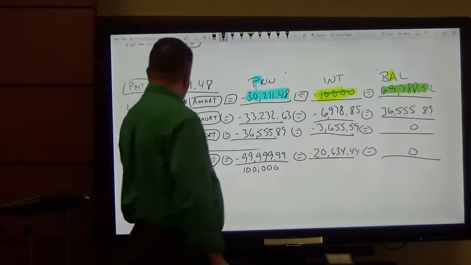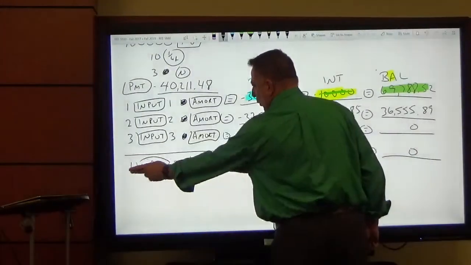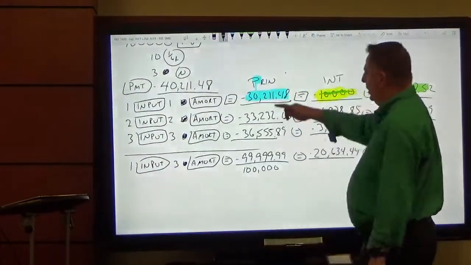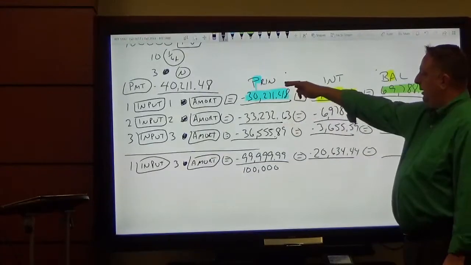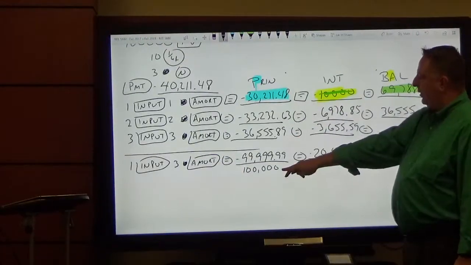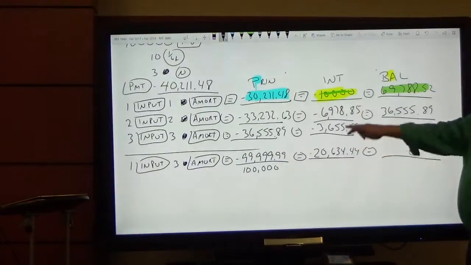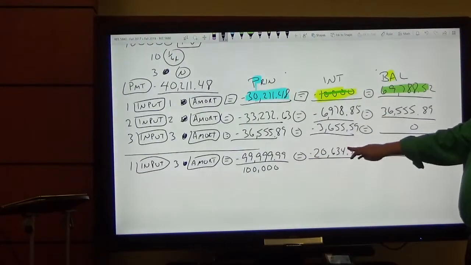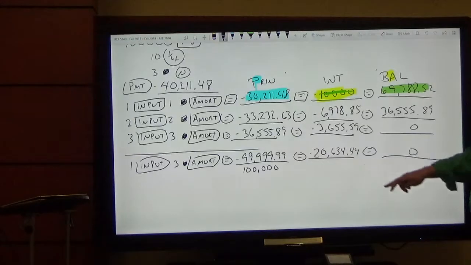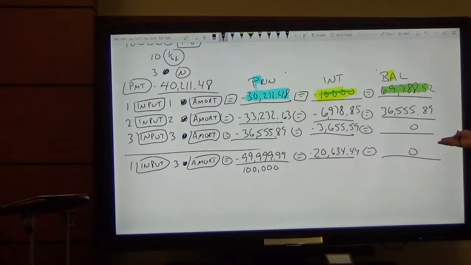By doing 1 input 3, or period number 1 through period 3, all it's basically doing is just adding up all the principal that you paid over those 3 years or 3 periods. Here, it's adding up your total interest charges over those 3 years or 3 periods. And then here, it's obviously just the balance at the end of period 3. Okay, does that make sense? Now you're going to say, okay, why do we care about this?